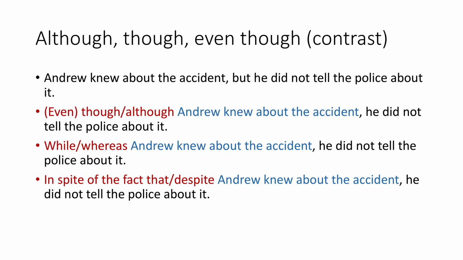In spite of is like a preposition, and the best thing we can do is use a noun phrase or a gerund or ing form of the verb. But here, because we want to use a clause, we add this phrase, the fact that, so that we are able to use an actual clause here. If you don't like that, and if you think it is really long, you can use despite. So despite Andrew knew about the accident, he did not tell the police about it.